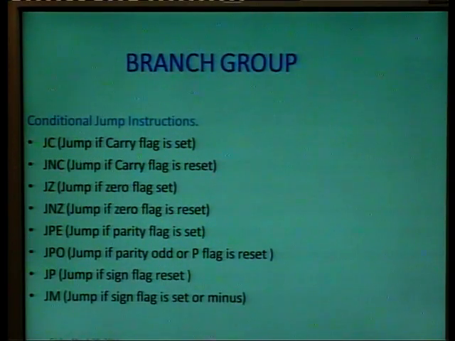Conditional jump, this is jump if carry, jump if not carry, jump if zero, jump if not zero, means these jumps will take place only if the specified conditions are true. That is, when we talk about the first, jump carry JC, it means if the carry flag is set, only then the jump operation will take place, otherwise the program execution will continue in the sequential way.